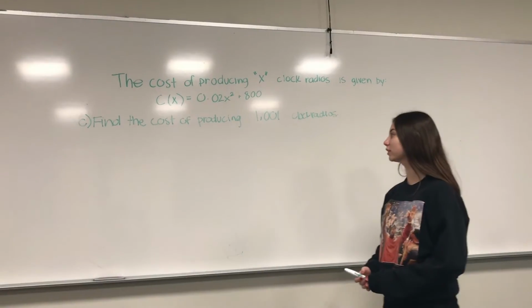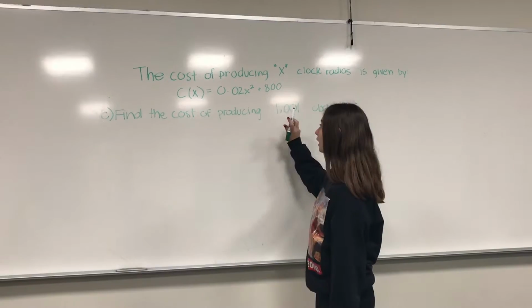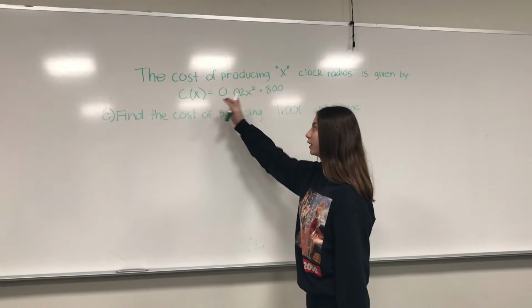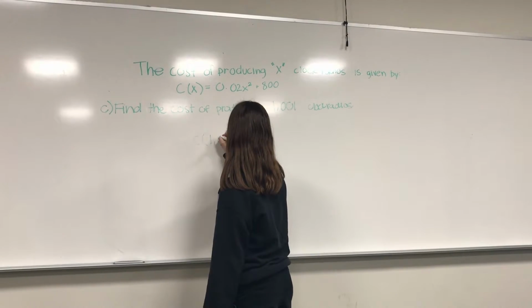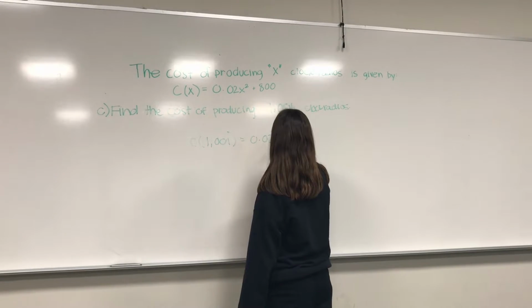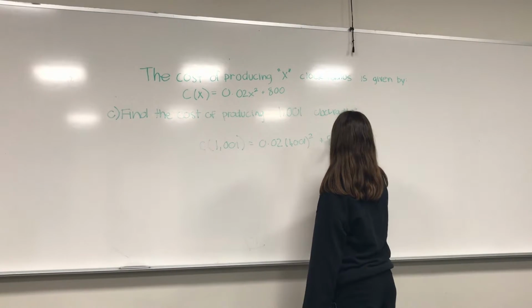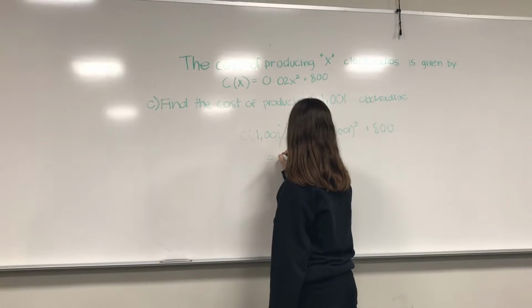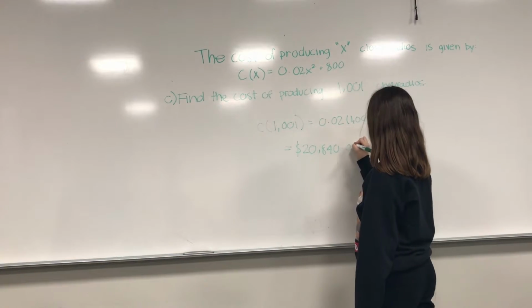In letter C, you need to find the cost of producing 1001 clock radios. For this problem, you only need to plug the 1001 into this equation in place of x. So you need to put C(1001) = 0.02 times 1001 to the second power plus 800, which will give you 20,840.021. And this is your final answer.